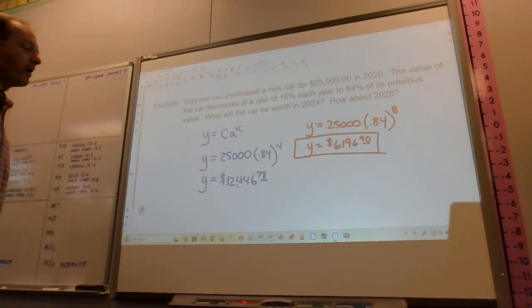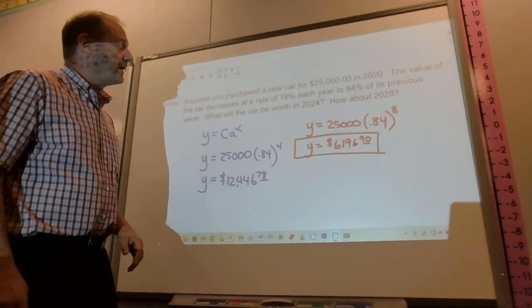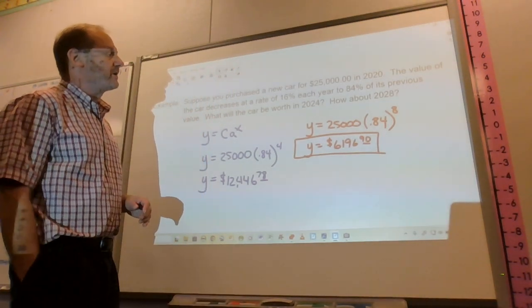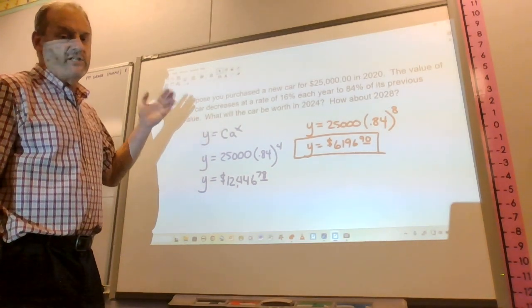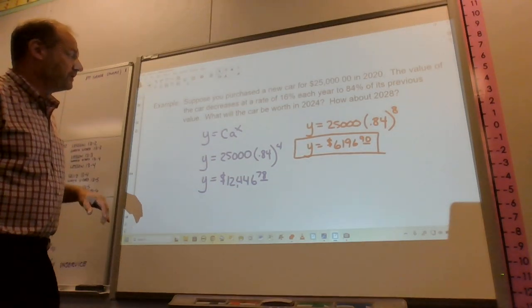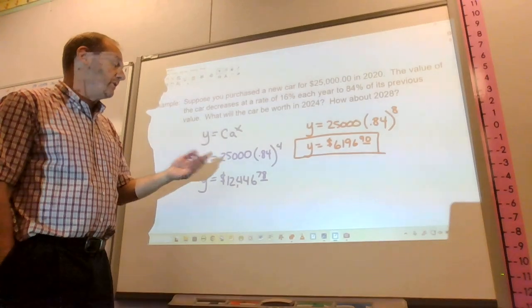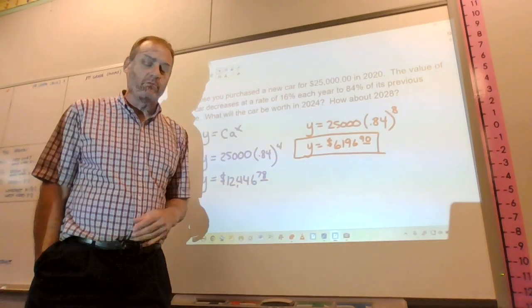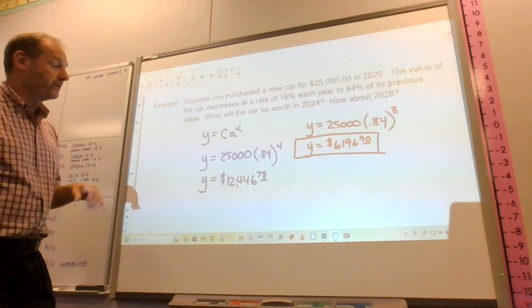Okay, this is why a car is never a good investment unless you get an antique car of some kind, which starts appreciating in value. But 99% of cars depreciate in value, and so they're losing value all the time. If you did this with your bank account, if you said, hey, I'm going to give you $25,000 in 8 years, you're going to give me back $6,200, I'm going to think that's a pretty good deal, but you're not.